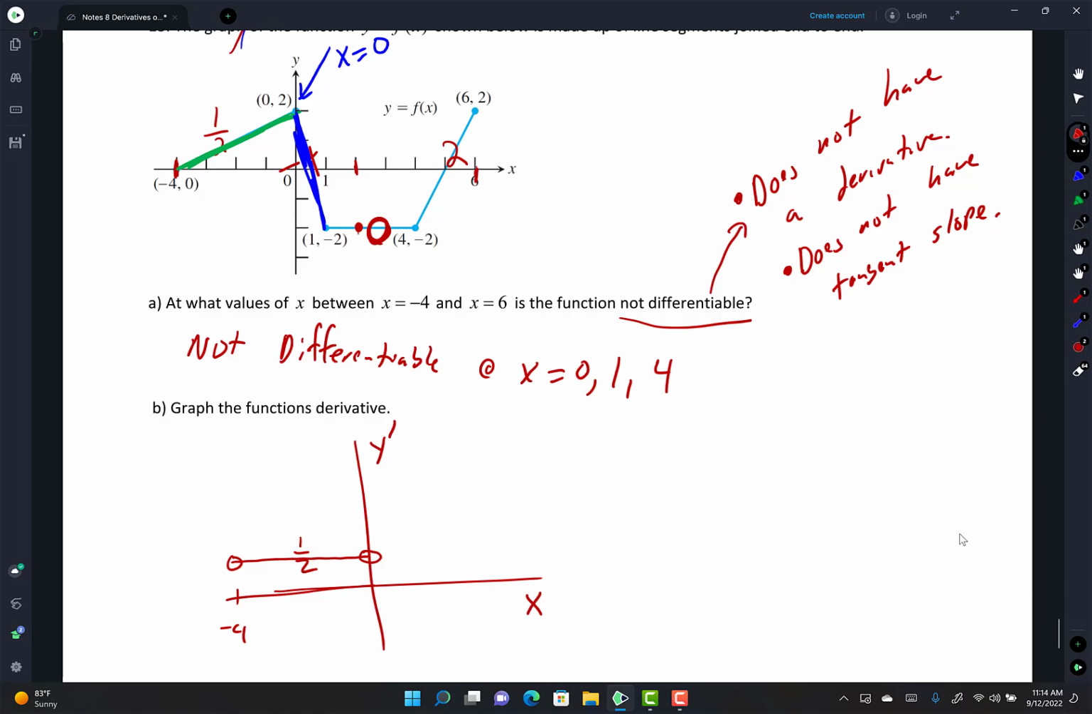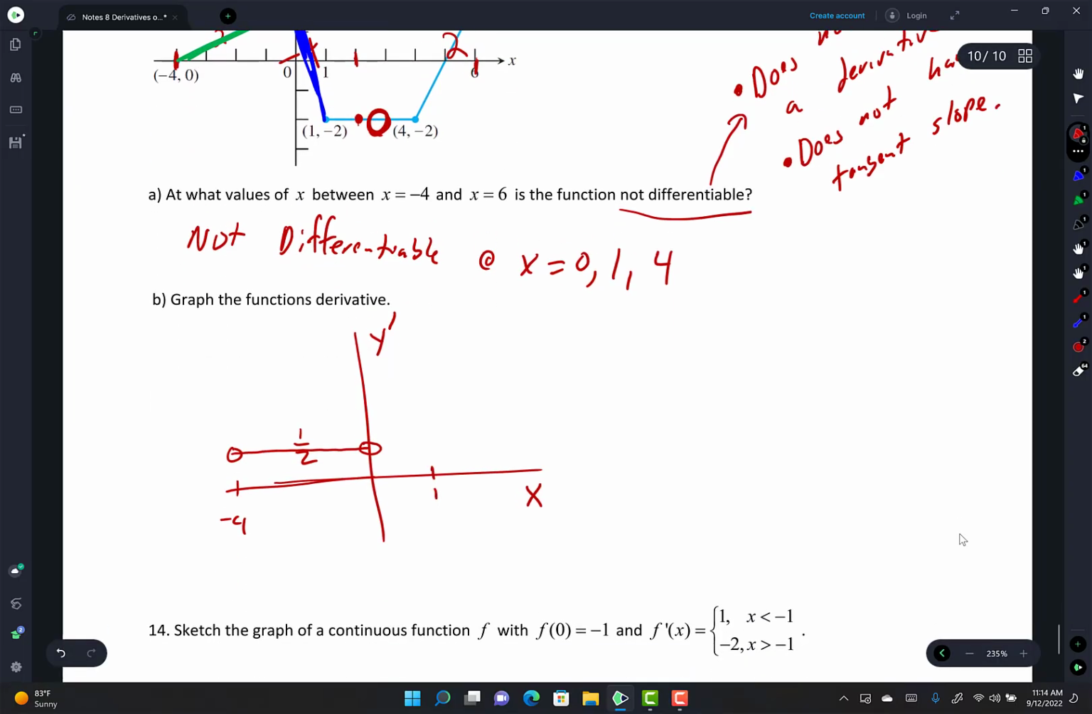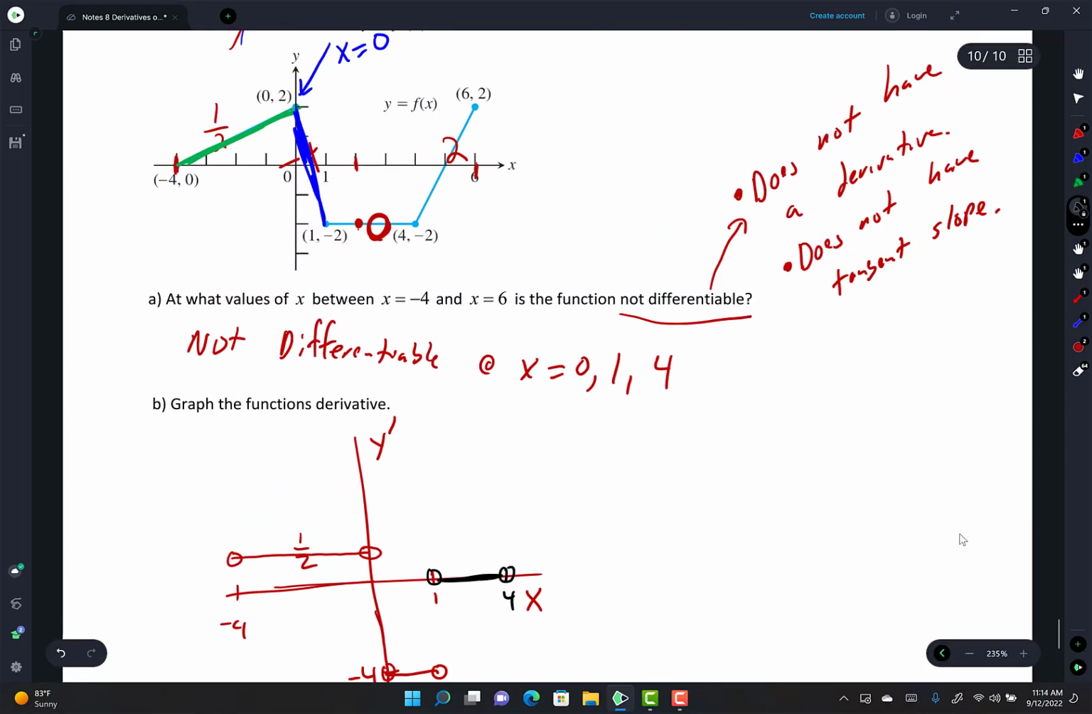Graph the function's derivative. Between 0 and 1, what's my slope? Negative 4. So go to negative 4, I'm going to say negative 4 is right there. Hole, solid, hole. Between 1 and 4, it is what? 0. So there it is, 0. And between 4 and 6, it is what? So here it is, 4 and 6.